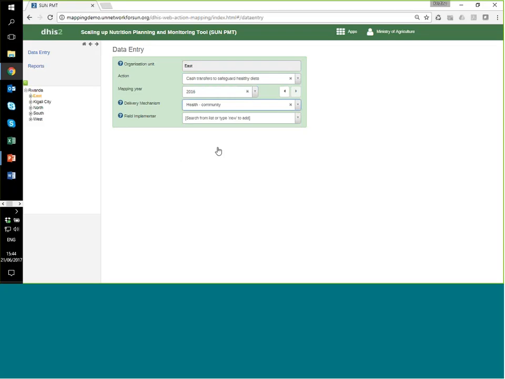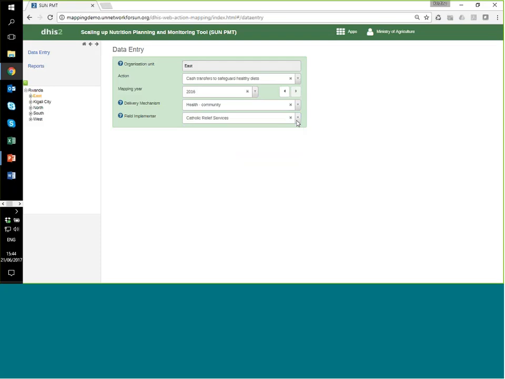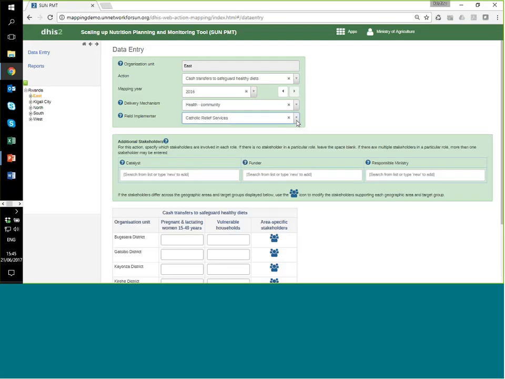Next, we will select the field implementer. There is a pre-customized list of field implementers available. However, if a field implementer is not already entered into the system at the beginning of the mapping process, we can type new in order to add a new stakeholder. However, let's just select ERS as our example field implementer in this demo.